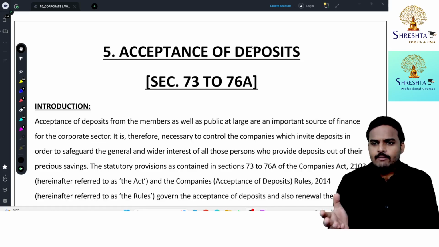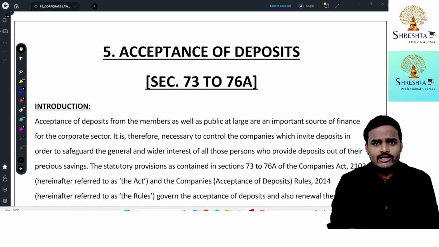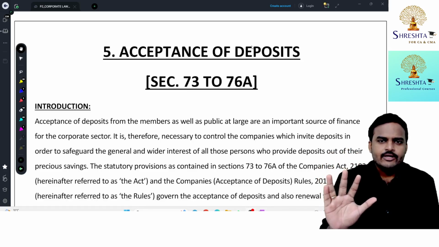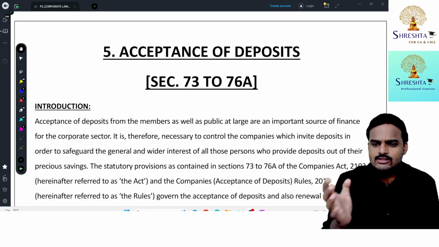If you take the share capital and debentures chapter, a total of 30 sections you need to study, section 43 to section 72, and it will give you some 6 to 8 marks. But coming to the acceptance of deposits chapter, there are only 5 sections: 73, 74, 75, 76 and 76A. If you remember all these 5 sections, you can definitely score 6 marks in your examination.